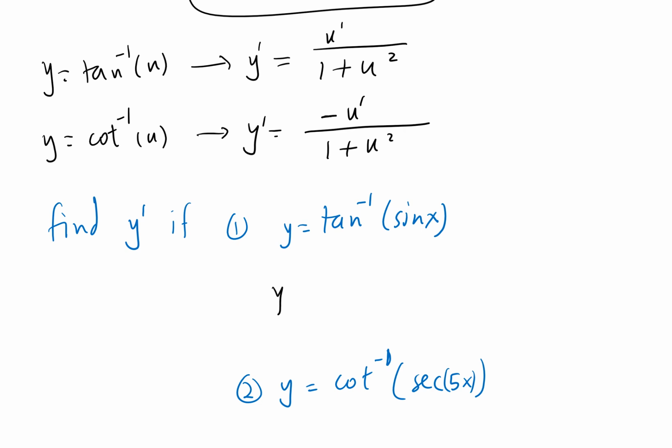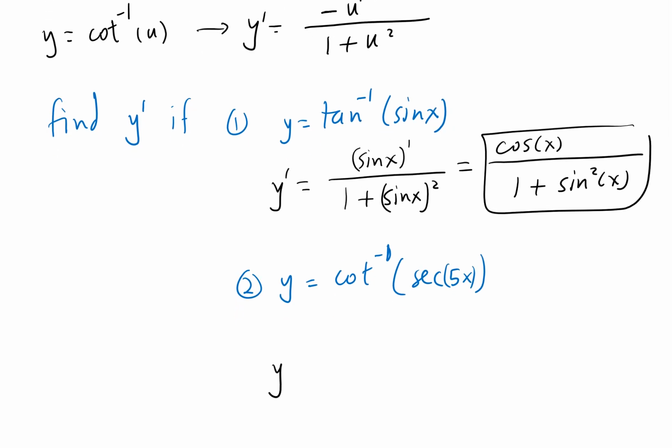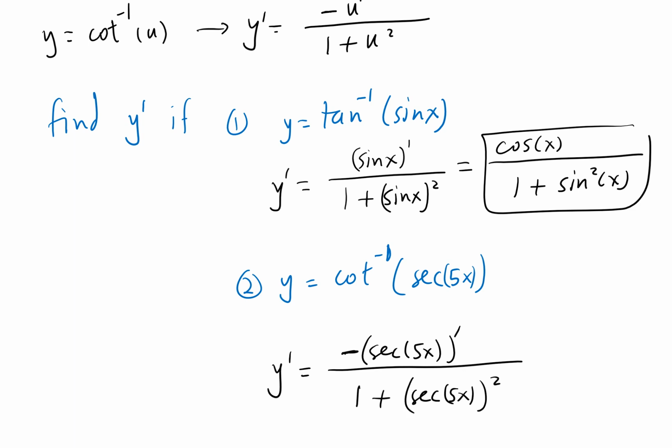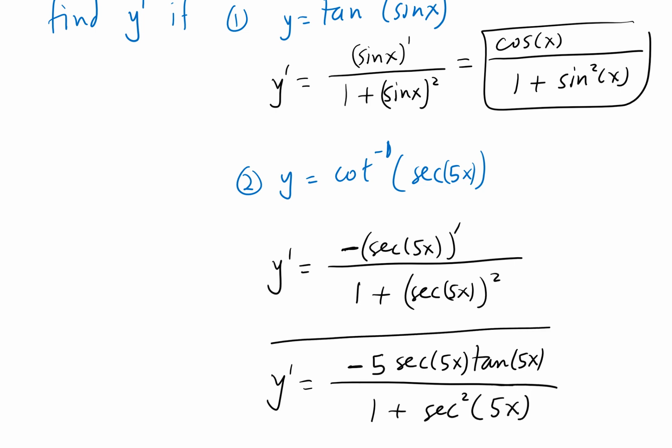For number one here, it's the derivative of sine x over 1 plus sine x squared, which is cosine x over 1 plus sine squared of x. Y prime is the derivative of secant of 5x with a negative sign over 1 plus secant of 5x squared. Negative. Derivative of secant u is u prime secant tangent, like so, divided by 1 plus secant squared of 5x. That's all, you can simplify more.